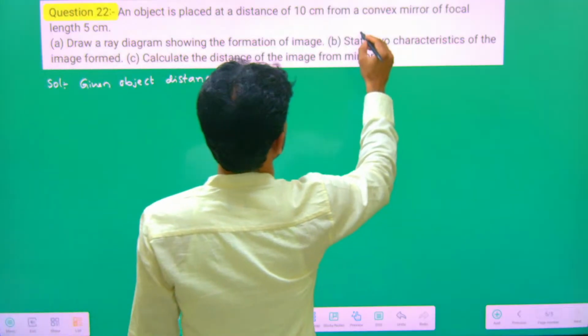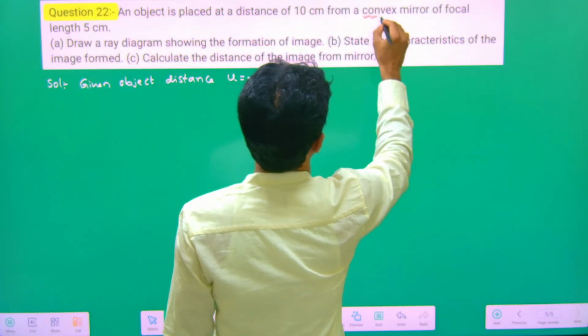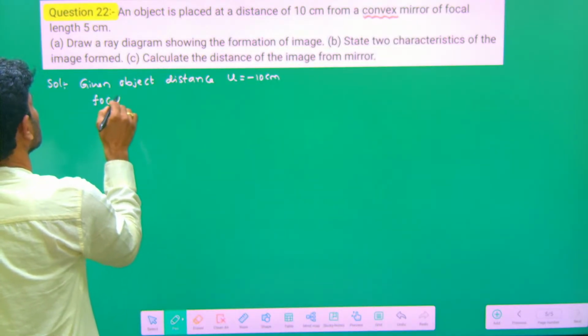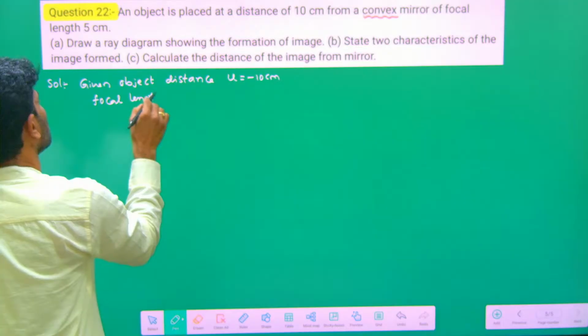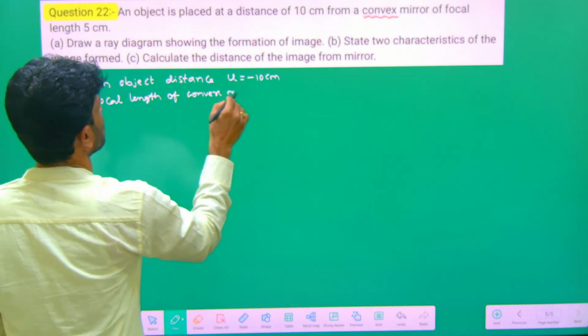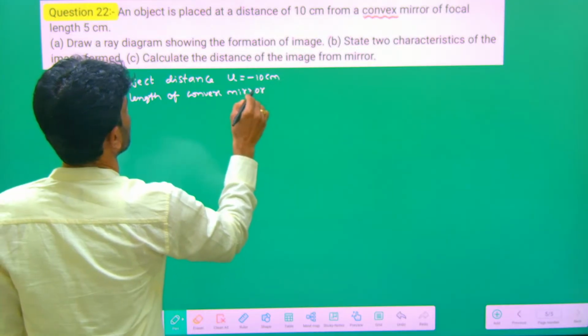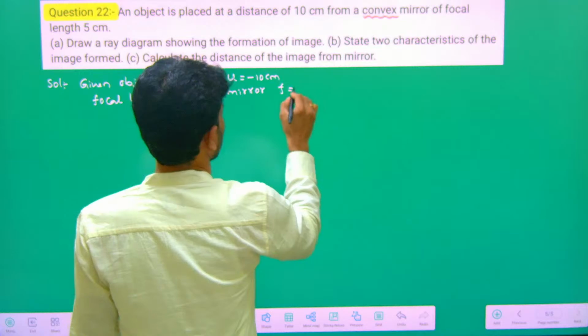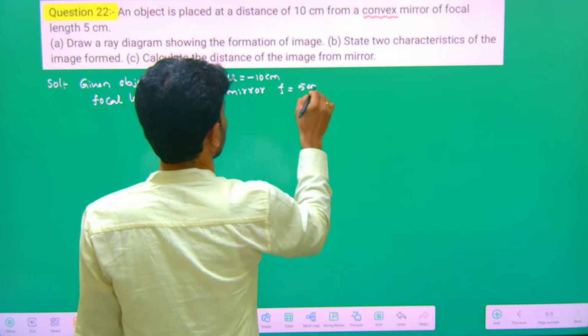And focal length is given, of a convex mirror. Because it is convex, F is equal to 5 centimeters. Because it is convex, you have to take positive only, 5 centimeters.